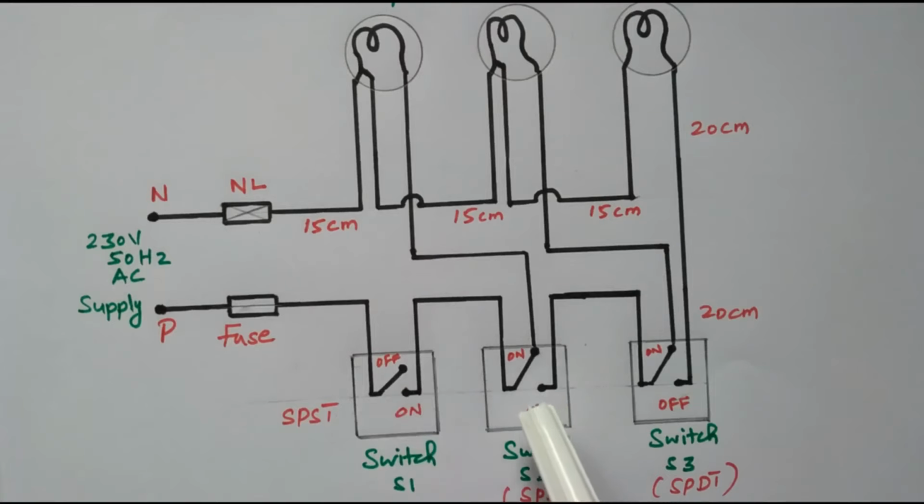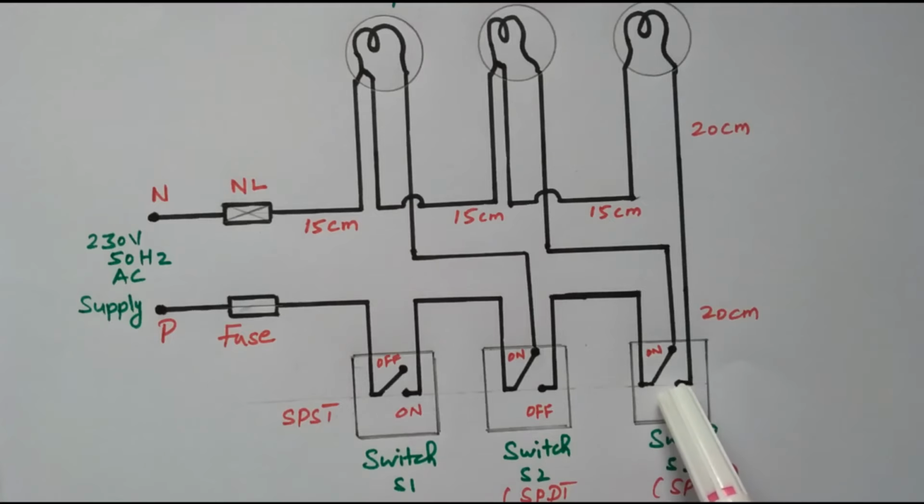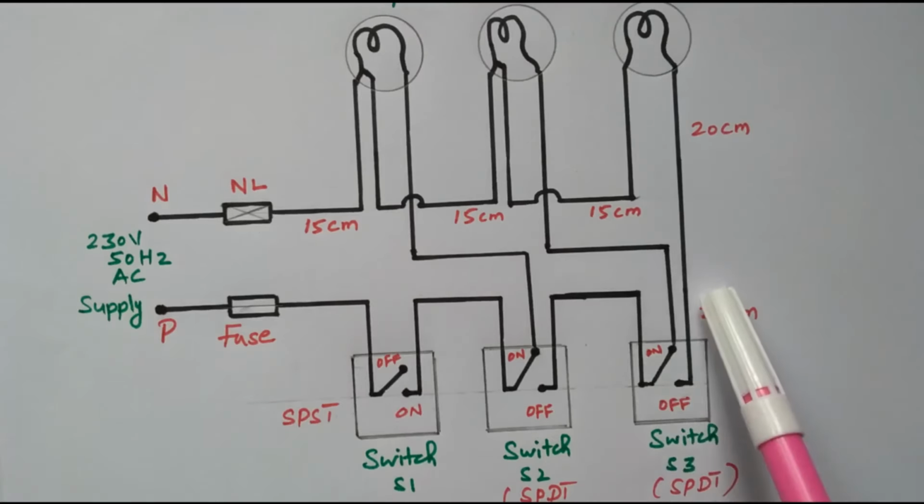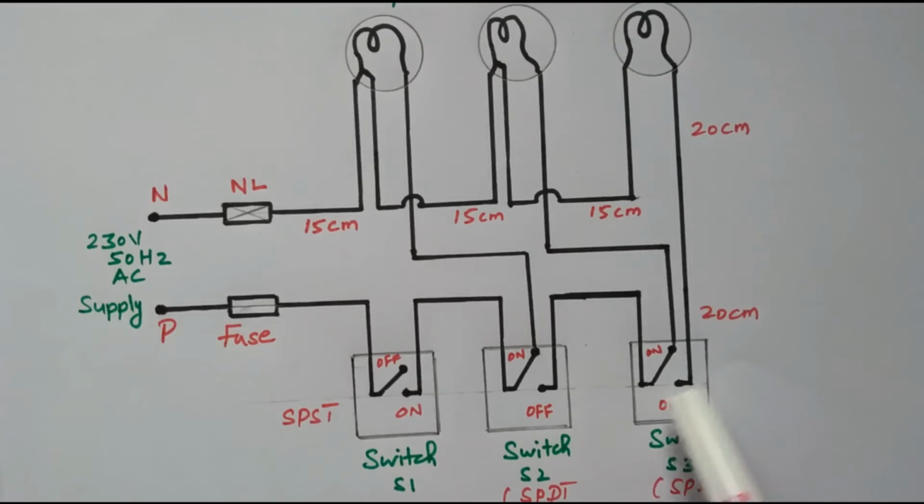Then while entering the center place, we need to turn off this second switch so that lamp 1 will be in off condition and lamp 2 will be in on condition. While entering the end, this will be in off condition. We need to put this in off condition, so lamp 3 will glow, right? So we can operate lamp 1 initially, lamp 2 in the middle, and lamp 3 at the end.